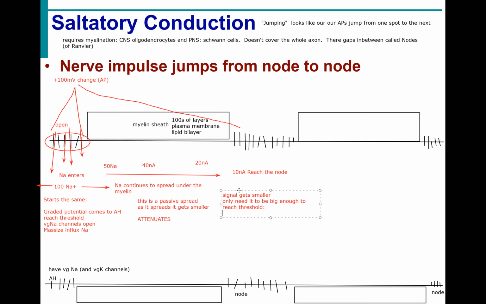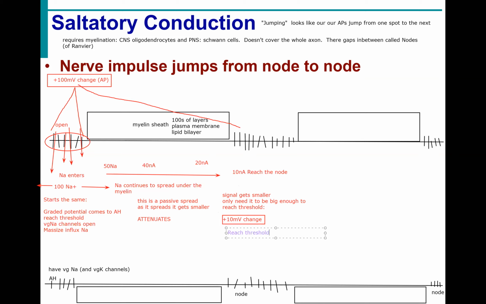Let's see, resting membrane potential is negative 70 millivolts. What's threshold again? Yeah, negative 60. So what that means is we only need it to be a positive 10 millivolt change. Notice it started as a positive 100 millivolt change. Notice it can attenuate as much as 90%. And as long as there is still a positive 10 millivolt change left, then boom, we reach threshold.